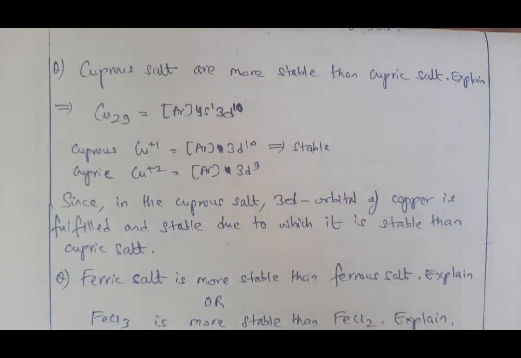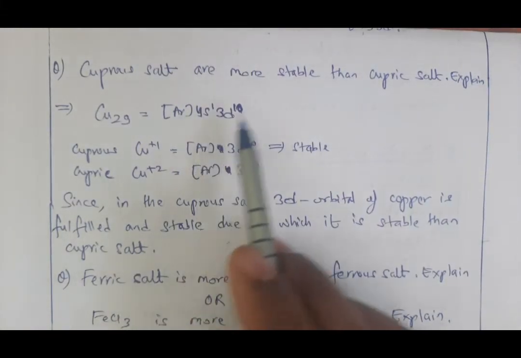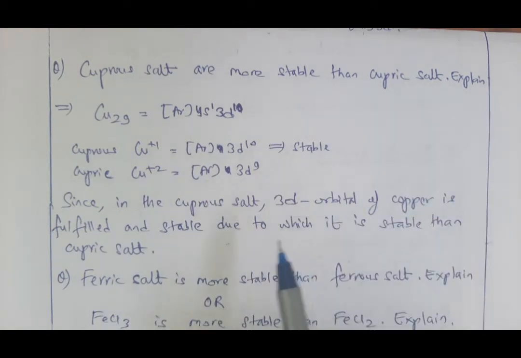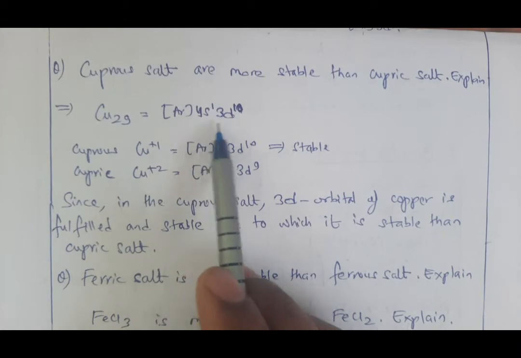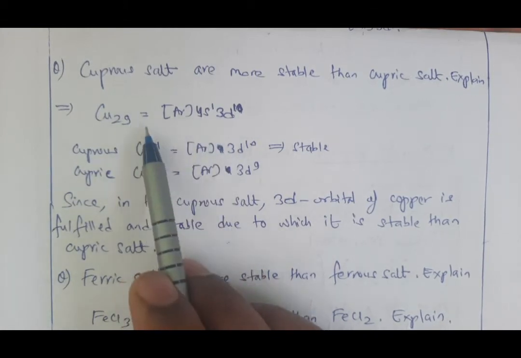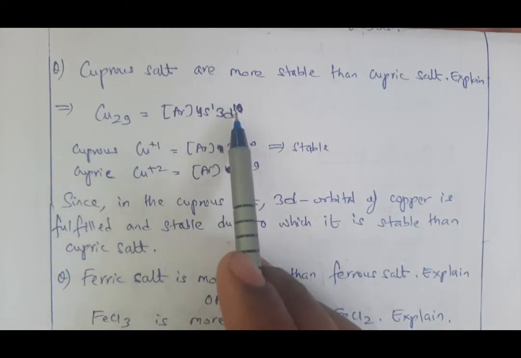Now we will see one interesting question here. Cuprous are more stable than cupric salt, explain. So again you take the help of copper. Copper atomic number is 29, argon 4s, 3d you make. You know the configuration of copper now, so 4s will be 1, 3d will be 10.